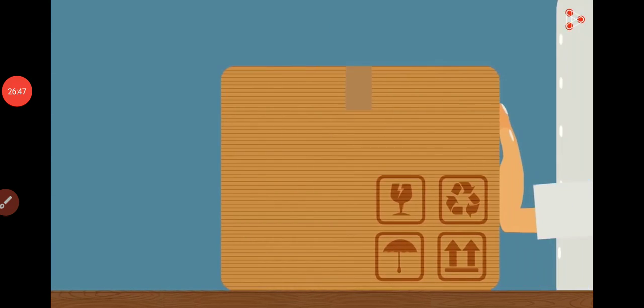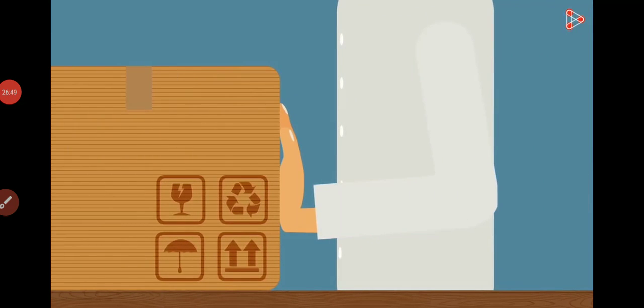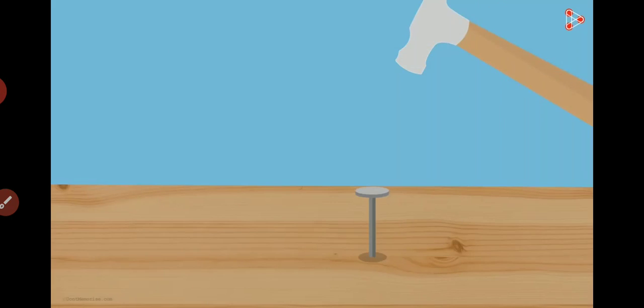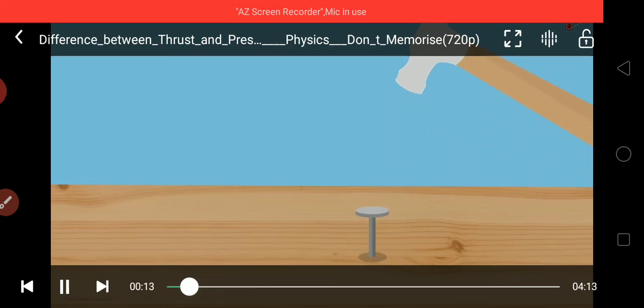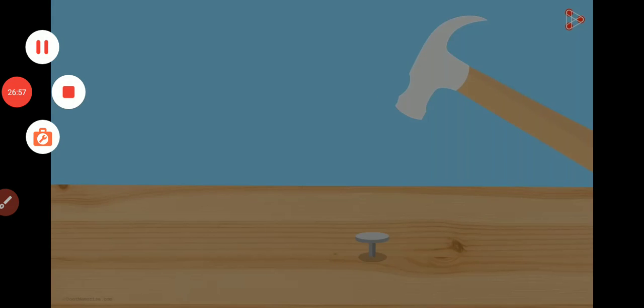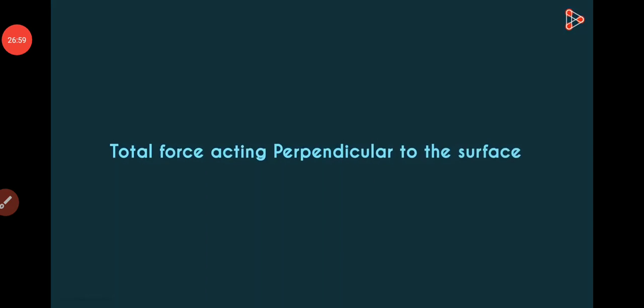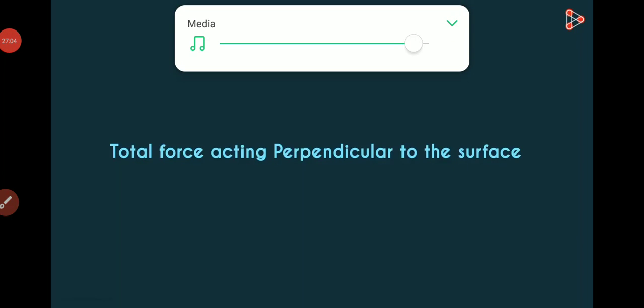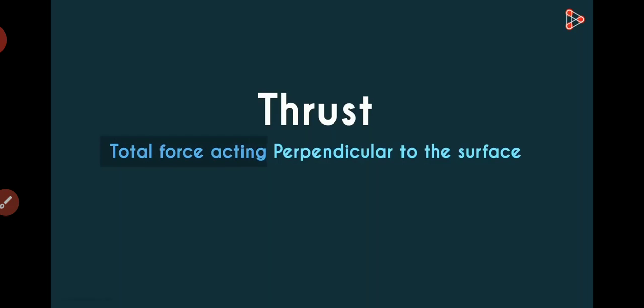You pushing a box, your weight, which is a force acting downwards, hammering a big nail into the ground. All these forces, if you notice, are acting perpendicular to the surface. A force exerted by an object perpendicular to the surface is given a special name. It's called thrust. It's the total force acting perpendicular to the surface.